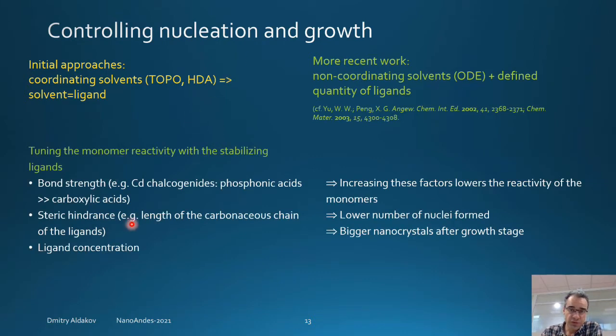We can tune the nucleation and growth by stabilizing ligands. For example, the bond strength, functional group strength. If you use phosphonic acid instead of carboxylic acid, they are more strongly bound to nanocrystals, to precursors. That's why they slow down the nucleation and they affect the growth. You can play with the steric hindrance. It means the length of the carbon chain, the bulkiness of it, and the concentration, of course, of the ligands. All this can lower the reactivity, lower the number of nuclei formed as a consequence, and at the end you will have bigger nanocrystals after growth. And all this is just playing with ligands.